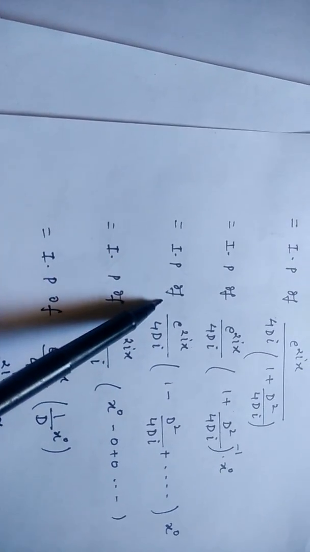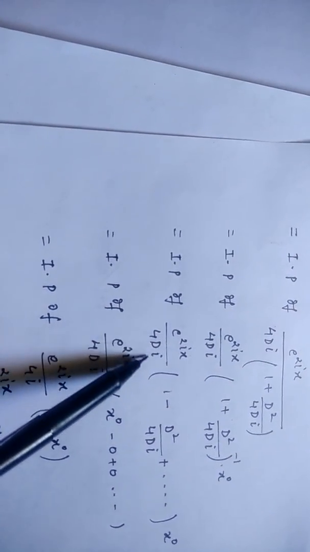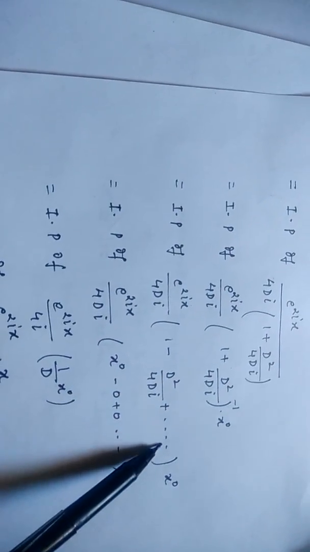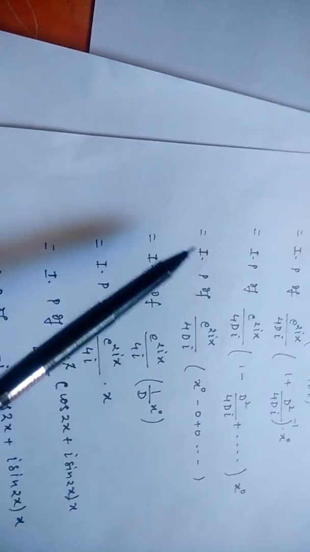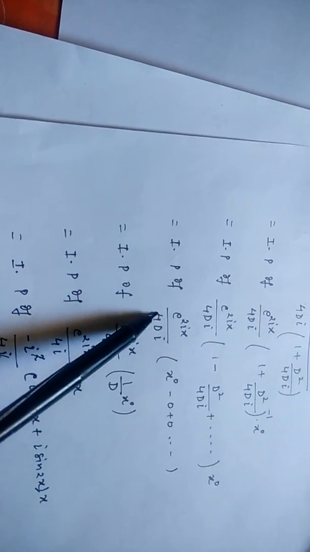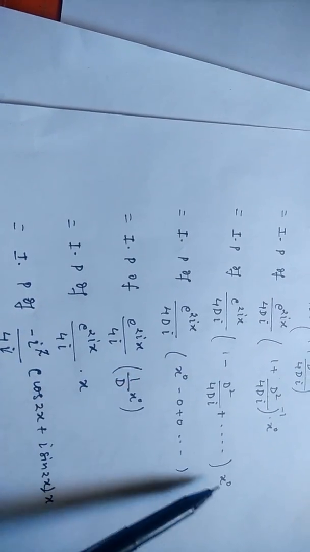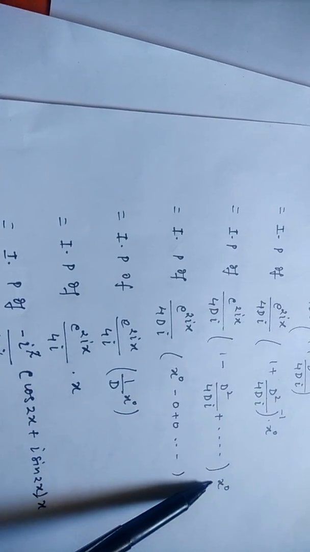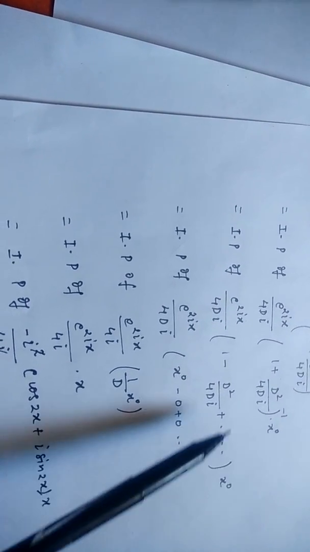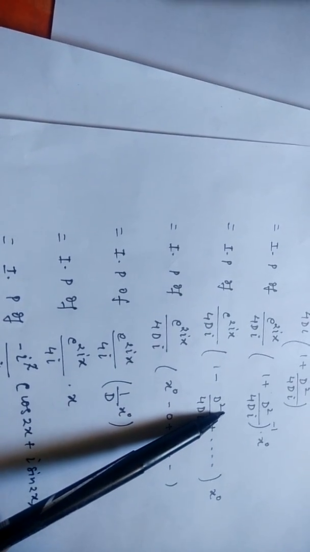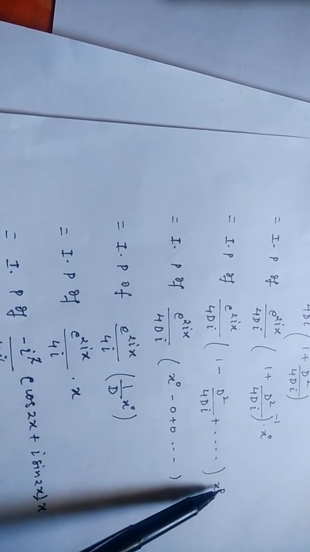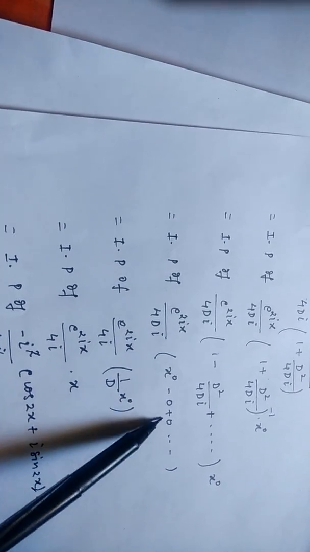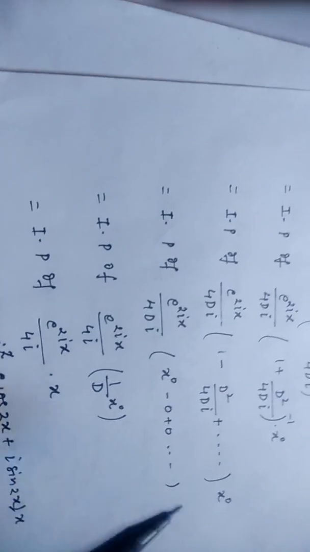Now the imaginary part of e to the power 2ix divided by 4di, bracket 1 minus d squared divided by 4di plus dot dot dot, x to the power 0. Now solving this, we have x to the power 0 minus, since there is a d square and here is x to the power 0, that is equal to 1. d means the differentiation of this function. So while differentiating x to the power 0, that means 1, we will get 0 here. And on proceeding this way, the remaining values are also equal to 0.